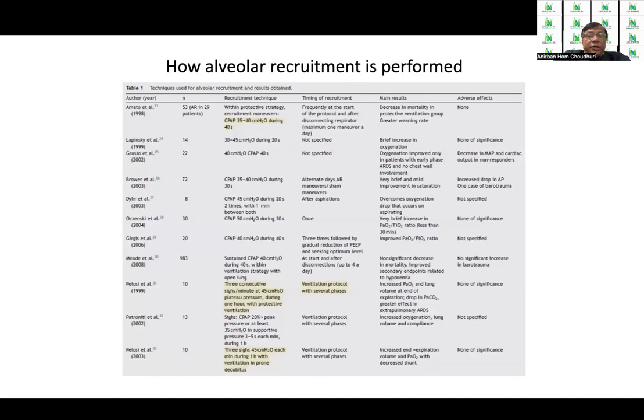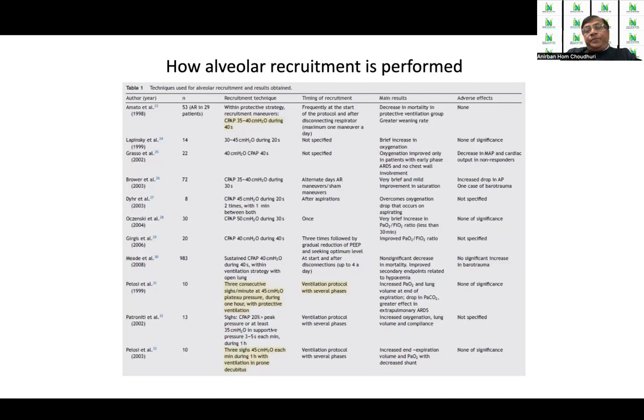Now, how is alveolar recruitment performed? Various strategies have been tried and reported. The most common and easy strategy, tried in many studies with mild changes, is what we call the 40 by 40, where a CPAP of 35 to 40 centimeters of water is applied for 40 seconds. It is this high amount of pressure for a brief period of time that is expected to open up those collapsed alveoli and help in their oxygenation. But the results have been mixed.